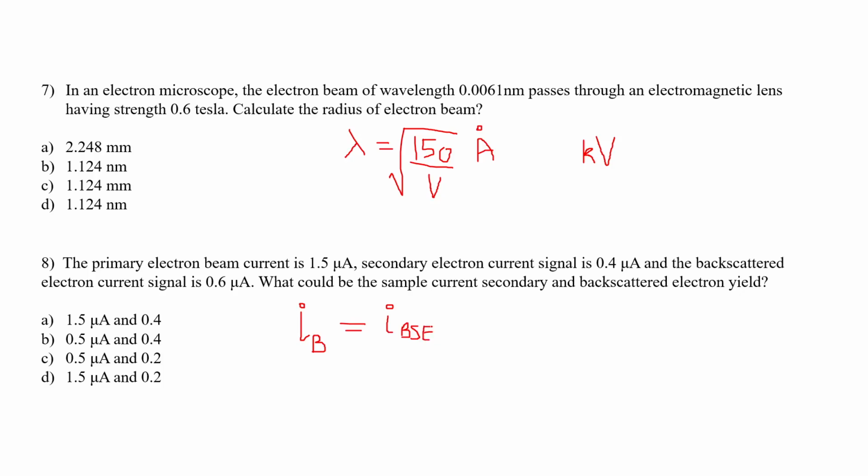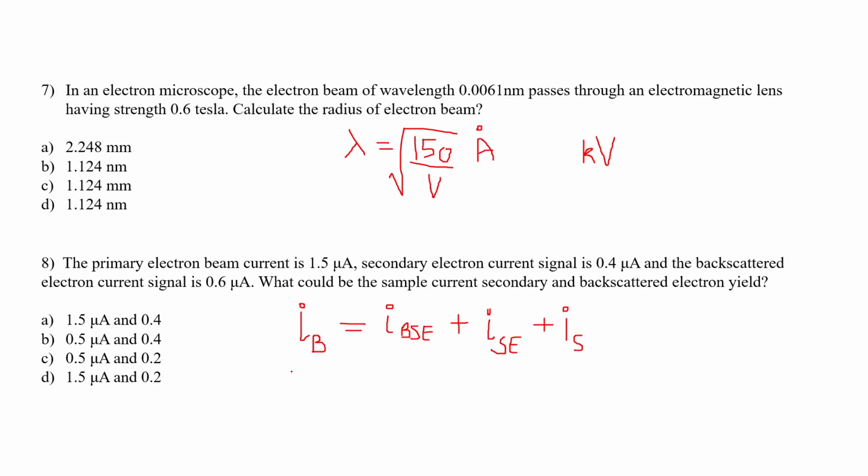I thought they had asked about the secondary electron and backscattered electron yield. There was confusion from my side, sorry to all. So the beam current will be given by the sum of backscattered electrons plus the sum of secondary electrons plus the sample current, which I'll write as IS.